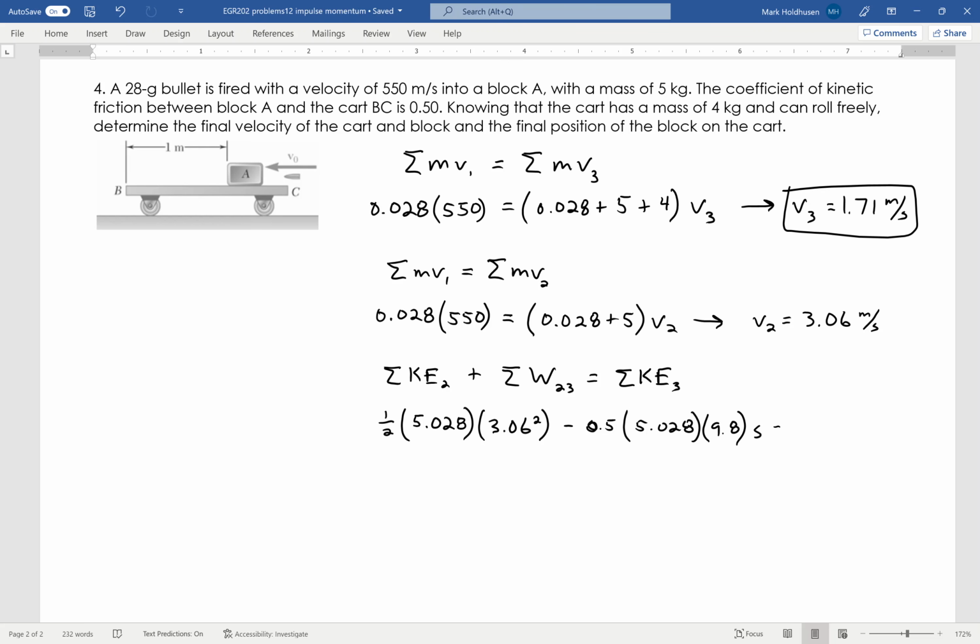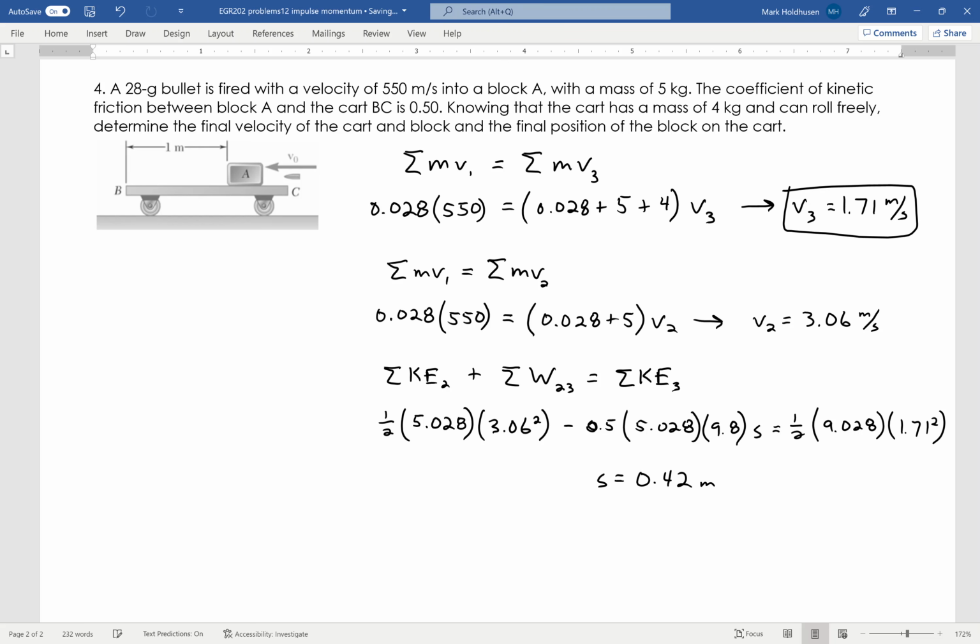What that equals is the final total kinetic energy, which we already know: 1/2 times the total mass, which is 9.028 this time because now the cart is moving as well, times 1.71 squared. From this I can find that S equals 0.42.